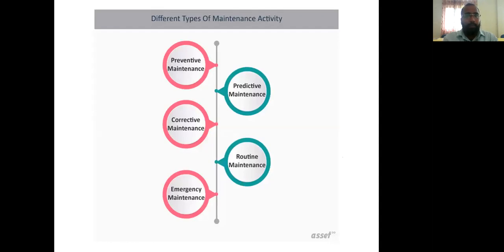The next one is different types of maintenance activity. So what are the different types of plant maintenance? Preventive maintenance, predictive maintenance, corrective maintenance, routine maintenance, and emergency maintenance. These are the 5 types of maintenance which come in any industry. As the name itself implies, preventive maintenance. What is preventive maintenance? As the slogan states, prevention is always better than cure.